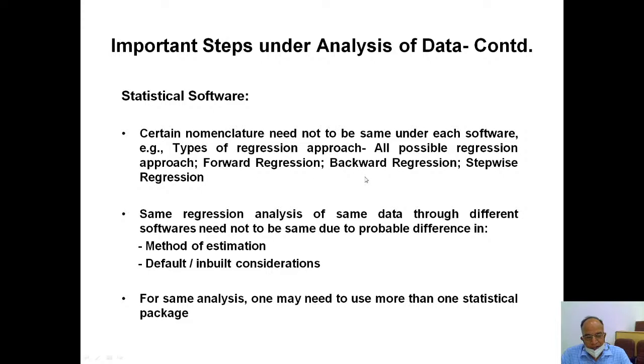But there are alternative approaches. Forward regression means you start with one, then add the other one, then again go back and see whether the earlier excluded variable was important for the model building or not.